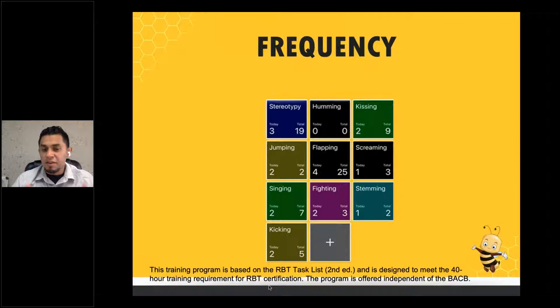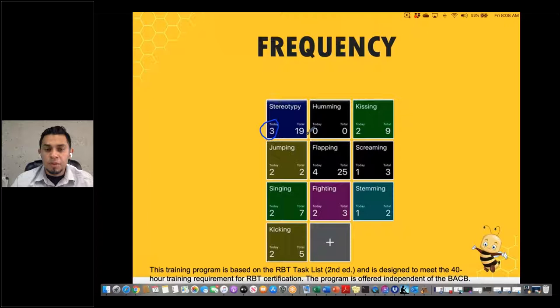Right here, in this particular example, you're able to see that they actually gave a total for that particular session. It says 3 for stereotypy, and I'm assuming 19 might be for the entire week, or it can be the month. So we were able to add that up. For humming, there were 0 instances. For kissing, there were 2 instances. Circle that, 2. And then we have 9 instances of kissing, basically total.